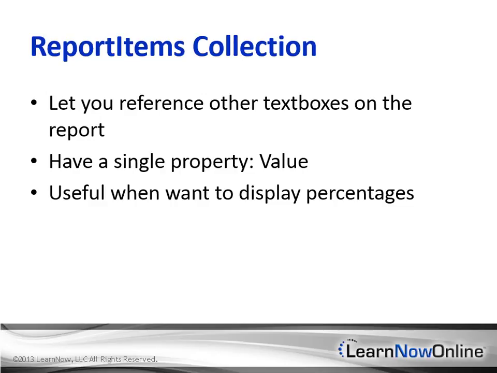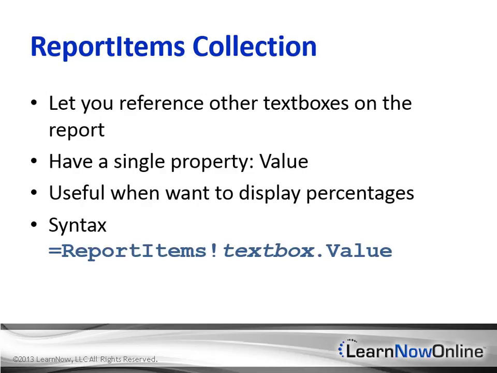So you have a series of numbers, you have a total at the bottom, and you want to display the percentage for each of those rows, that value for each of those rows, relative to the total value. So this is how you can reference other text boxes on the report. And for the most part, Reporting Services takes care of doing all the right things in order to generate the numbers at the right time in order to generate those percentages. And again, that's just one way of using it. And then the basic syntax that you use to reference a member of the report items collection is ReportItems, bang, the text box name, dot Value.